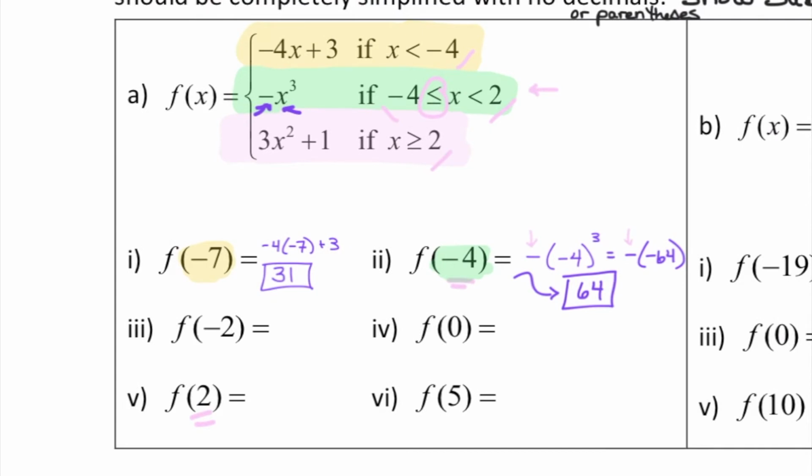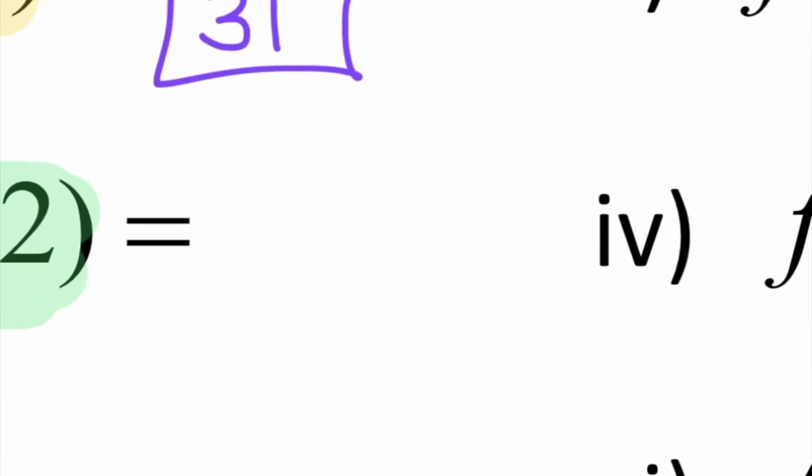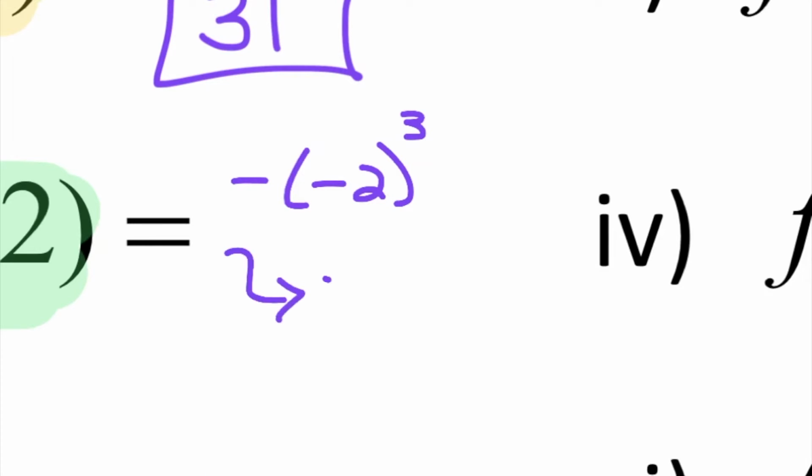For f of negative 2, negative 2 is in the green shaded section or equation. It's between negative 4 and positive 2. And so I'm going to substitute negative 2 into the x cubed, and that'll give me minus negative 8, which is just positive 8.